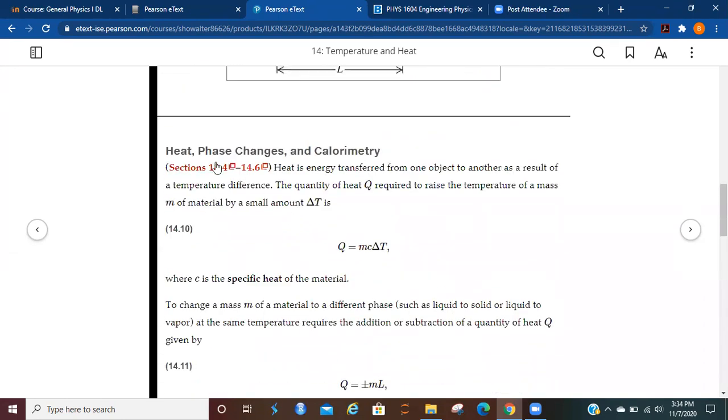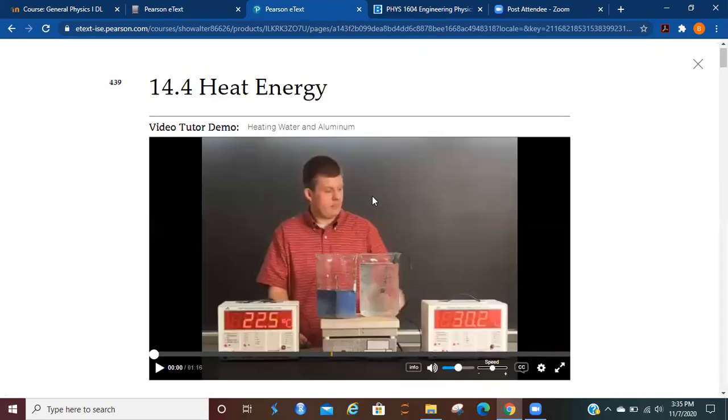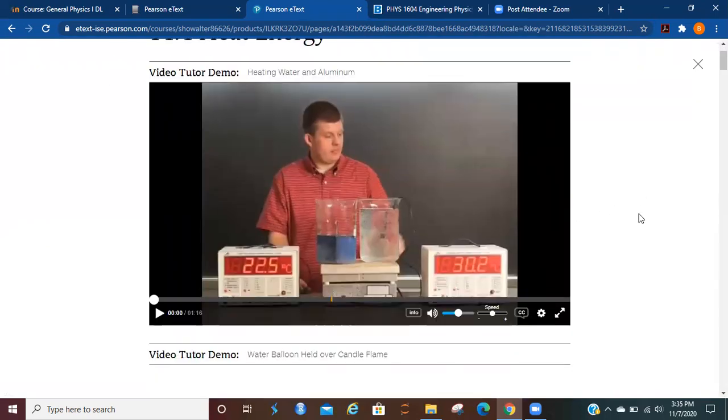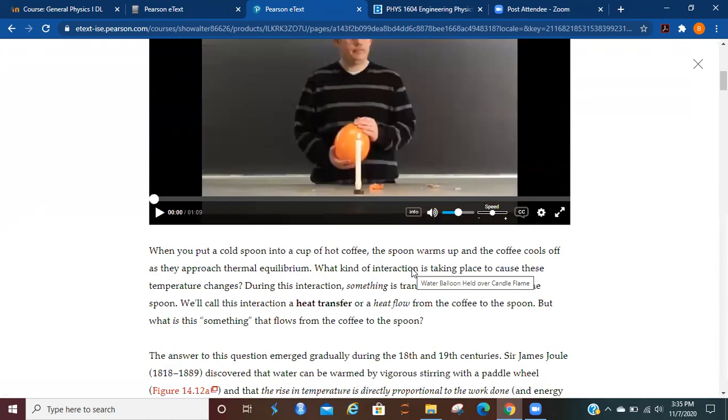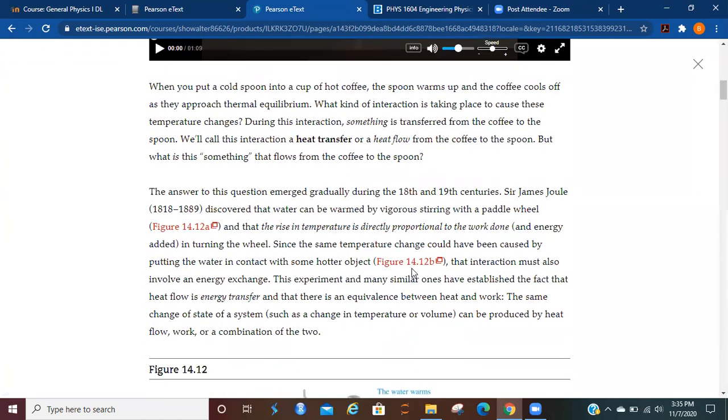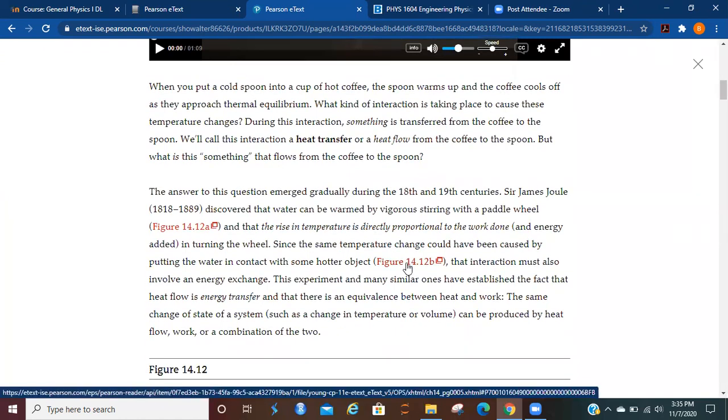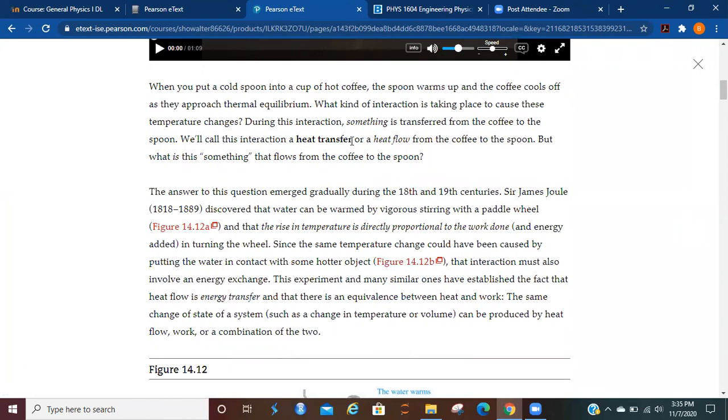So let's take a look at section 14.4 here. I'm not going to play the video here, but these demos would be of value to you. So again, we're going to discuss heat transfer when energy is being transferred between two different objects.